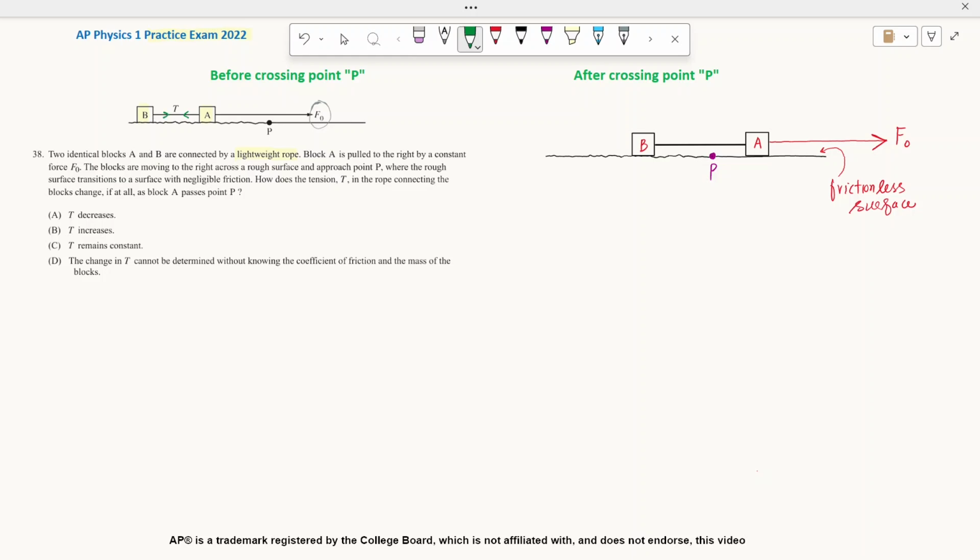So if the tension is T before the block A crosses the point B, will this tension increase or decrease? Conceptually speaking, the tension should increase. Why? The reason is when it transitions onto a smooth surface, the acceleration of the system will increase. So this is the direction of acceleration. I will also find the mathematical derivation, so please stick to the video. So this acceleration will increase.